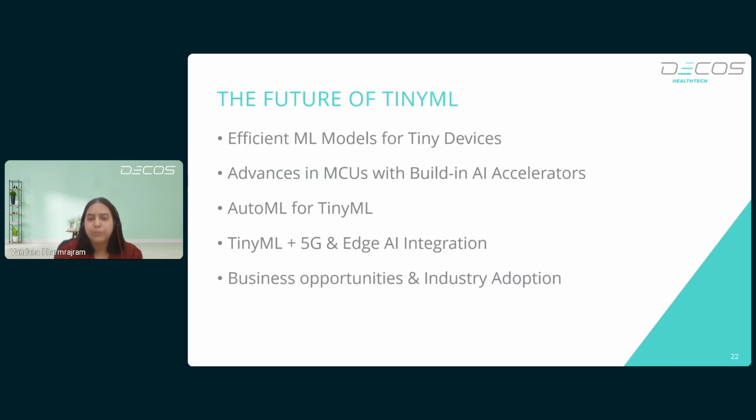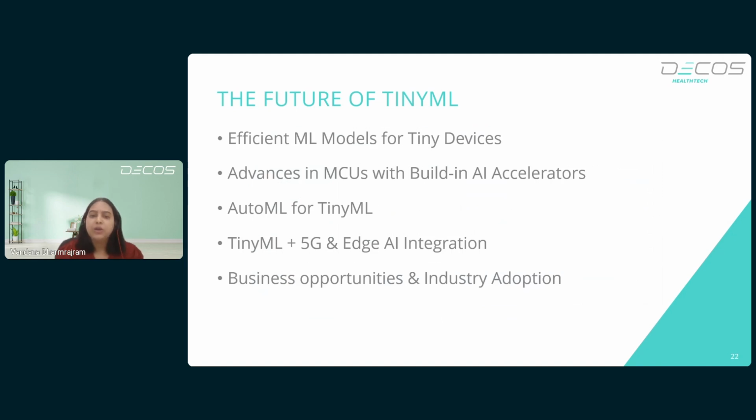Now what is AutoML? Automated machine learning, that is AutoML, helps in model selection, training, and optimization without manual interventions. Tools like Google's AutoML Edge, Edge Impulse AutoML, and OctoML allow developers to optimize models for embedded systems without needing deep ML expertise. Next is TinyML plus 5G.